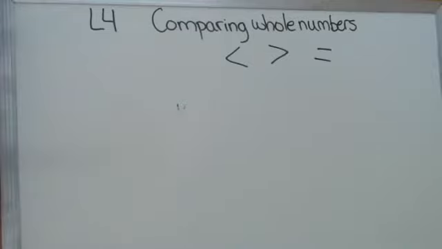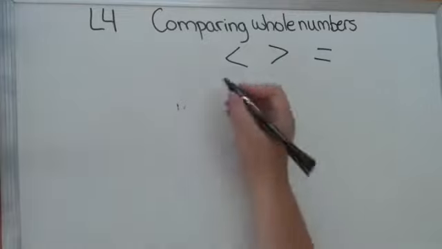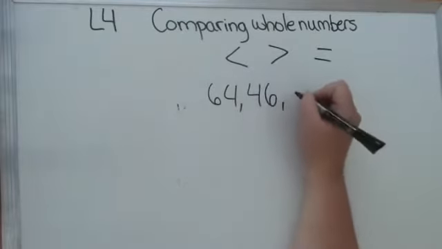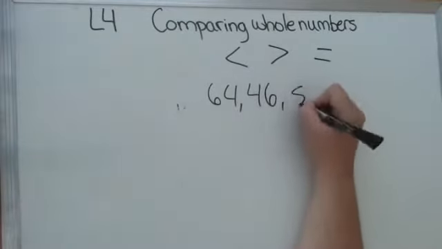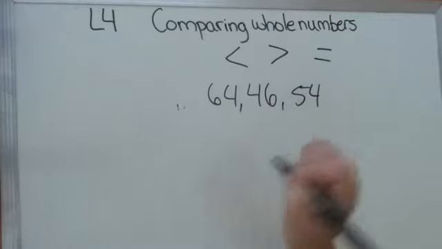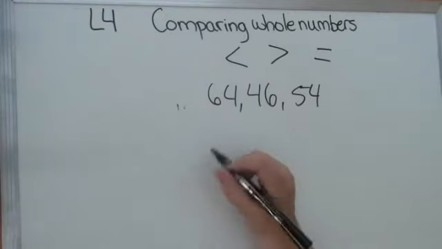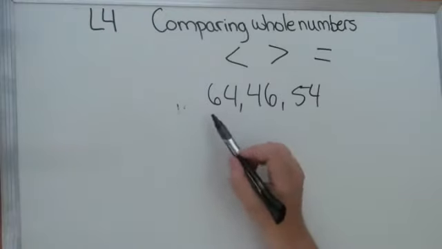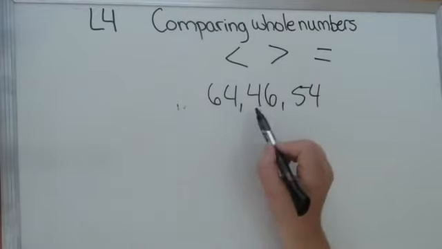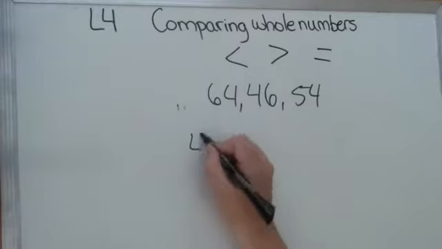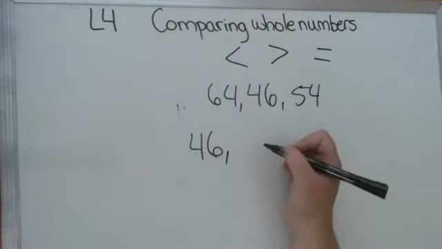Now, if we have three numbers and we want to list them, so let's say you have 64, 46, and 54. And I want to list these from least to greatest. That means I need to find the smallest number first. Well, if I'm looking at the tens column, this is a 6, this is a 4, this is a 5. Well, 4 is the smallest one, so this means that's my smallest number. There is my least number.